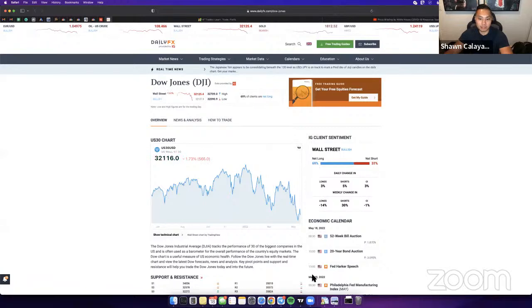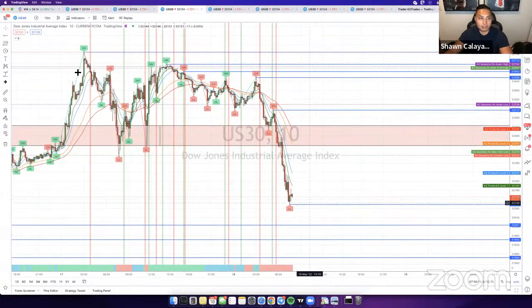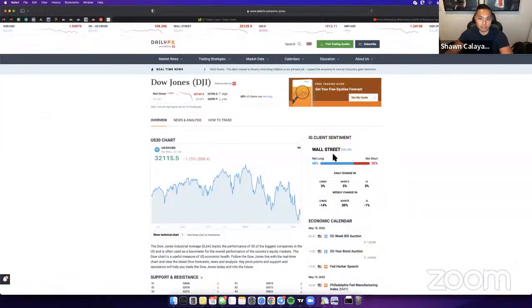It's now 69% long. So what's happening here is a lot of people are thinking that, okay, price needs to go up from here, right? Don't think like everyone else. Think the opposite. If everyone thinks price is going to go up, price is really going to go down. So I'm not looking for any bias here. I'm looking for a sell because retail sentiment is 68% long.